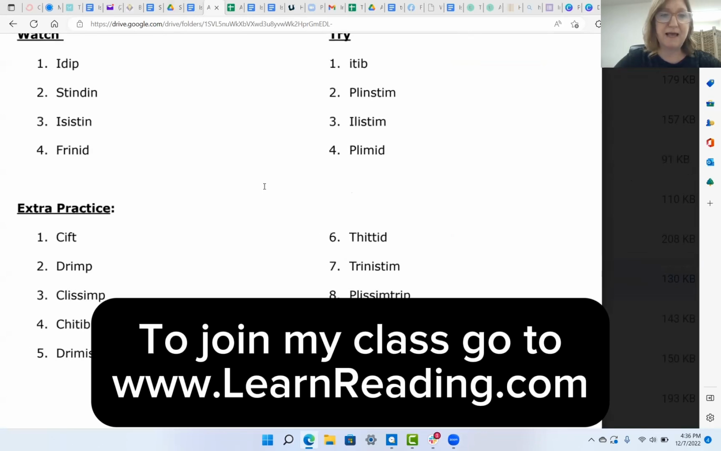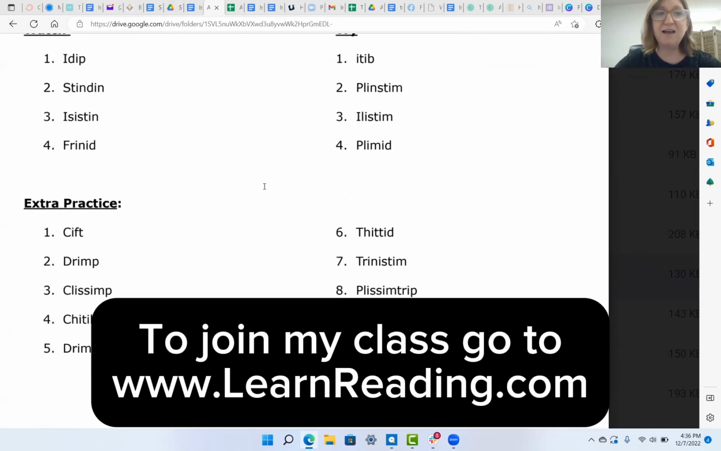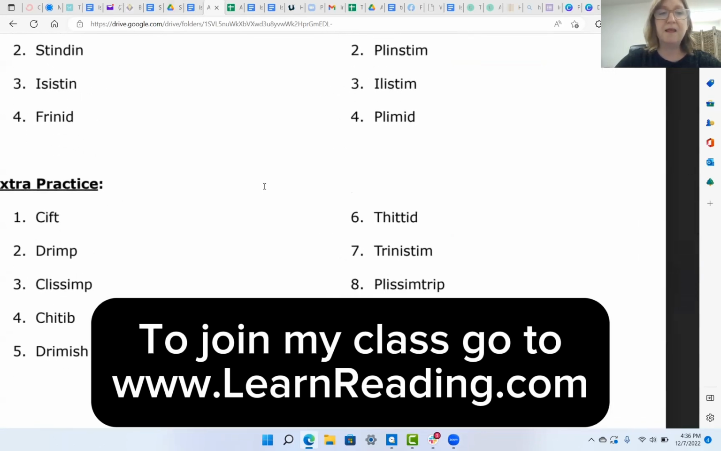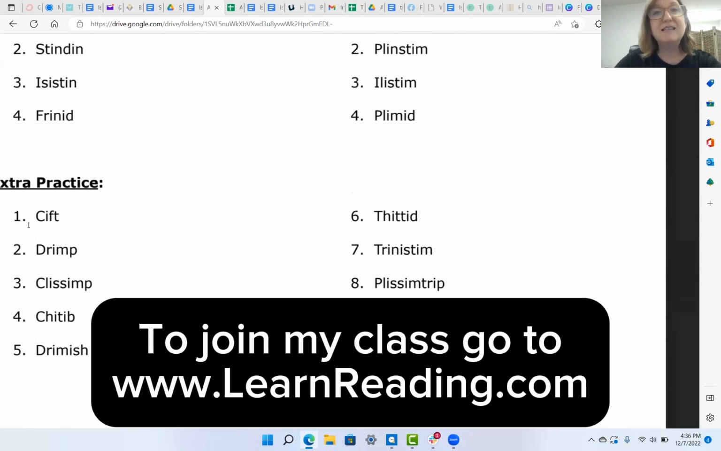So, extra practice from last time, we were talking about the long I versus the short I sound. In number 1, the C is going to make the soft S sound because there's an E, I, or Y after it. So number 1 is sift. Number 2 is drimp. Number 3 is clissimp. Number 4 is chai-tib.